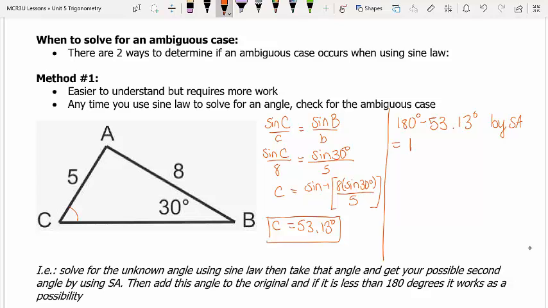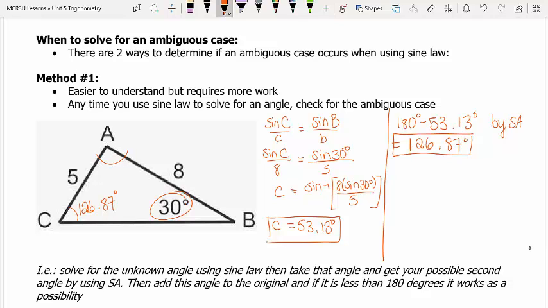And you're going to get 126.87 degrees as the possible obtuse angle that is also a possibility for angle C. So to figure out if this could indeed be a possibility, all you have to do is then take that 126.87 degrees, add it to 30 degrees, and if their sum is still less than 180, which we know is the sum of the interior angles of a triangle, then we know it's still possible to have a third angle. So you would say, yep, that's a valid angle.